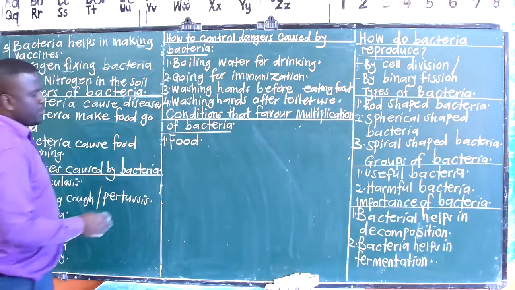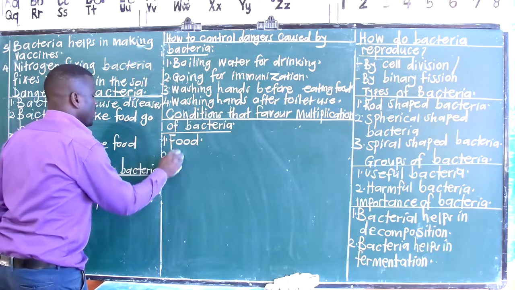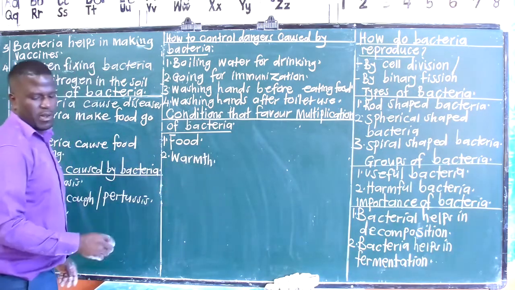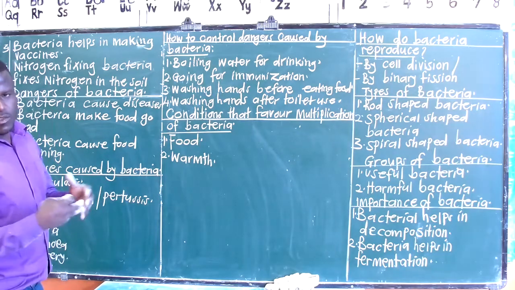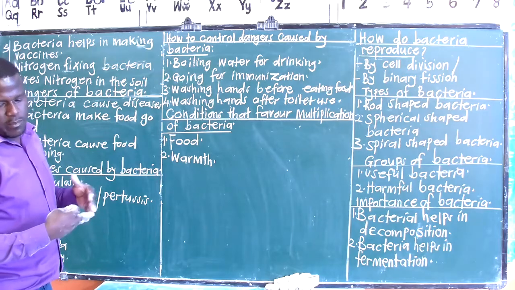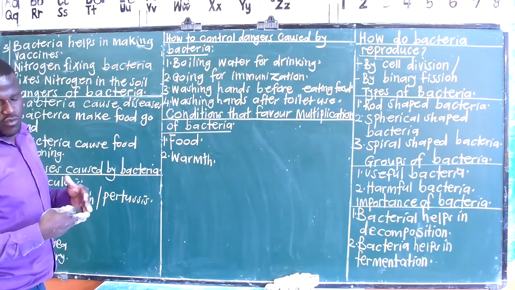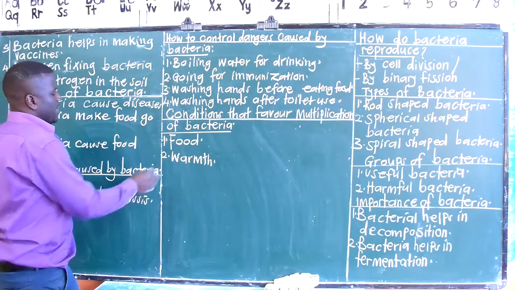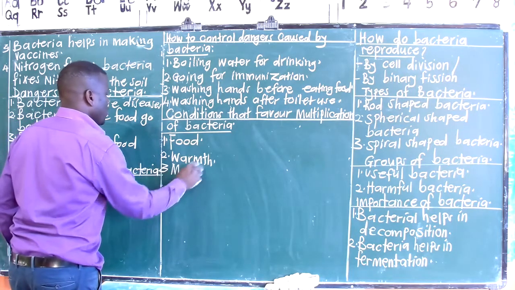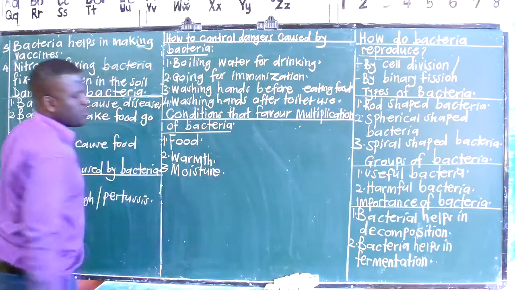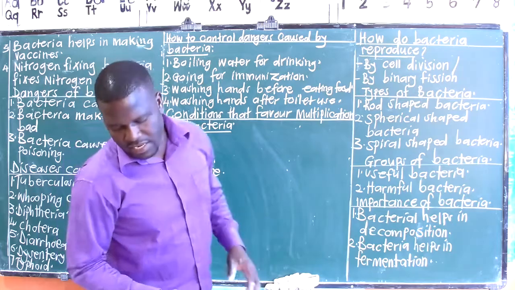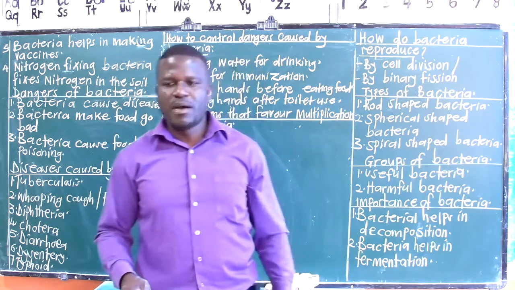Before bacteria can multiply, there must be warmth. That's why bacteria cannot multiply in a refrigerator, because the temperature in a refrigerator is too low. So bacteria cannot multiply there. Then number 3, there is moisture. Bacteria cannot multiply in a dry place. They need moisture or water in order to multiply.